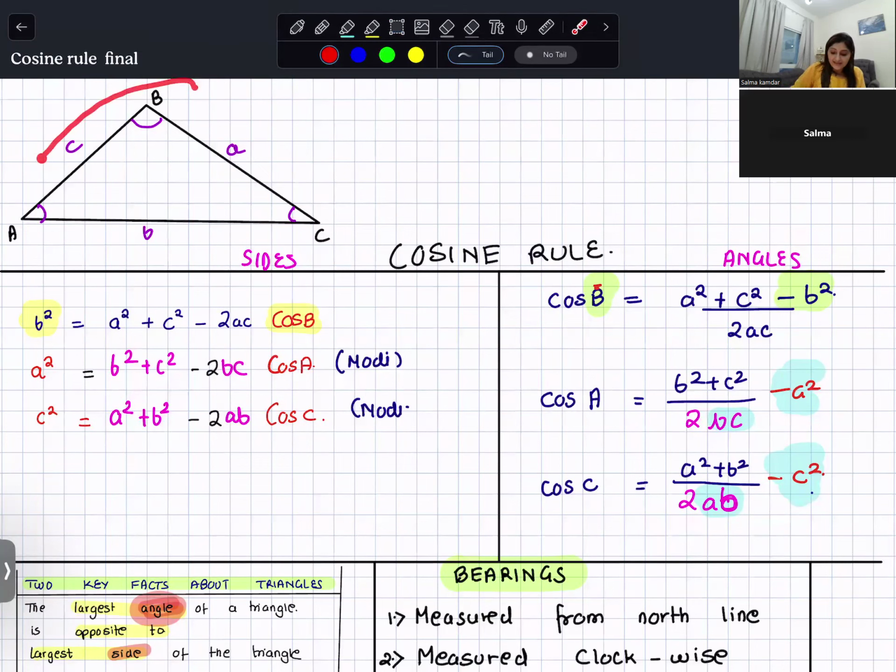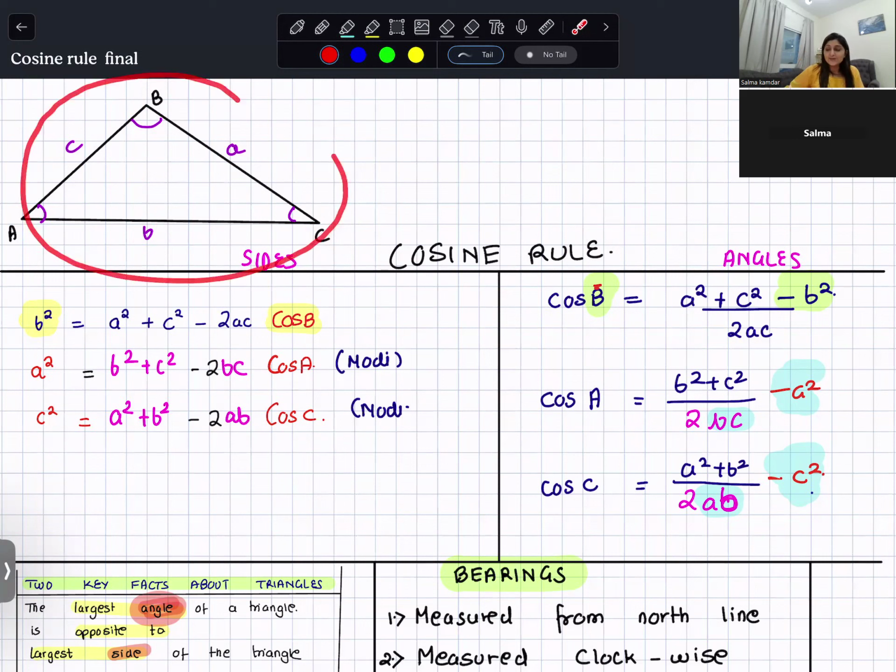So if this is your triangle ABC, you will use the capital letters, capital A, capital B, and capital C for your angles. And the side opposite to the angle A would be labeled as small a. The side opposite to angle B would be labeled as small b. And the side opposite to angle C should be labeled as small c.